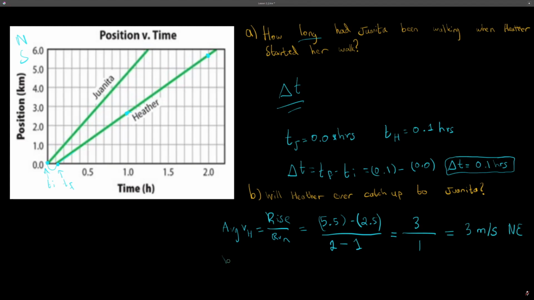Now, the average velocity of Juanita is equal to, again, rise over run. So we can take 2 points here. Take a point here, and we take a point here. So we do rise over run. So it's equal to 4 minus 2, and then 0.4. It's actually, it should be here.